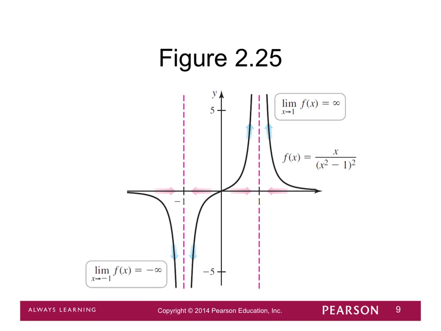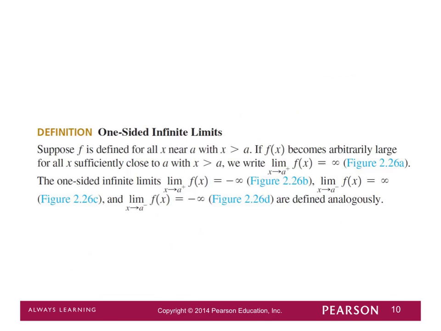If we look at the graph of x over the quantity x squared minus 1, squared, we see that as we approach 1, we are approaching positive infinity from both sides. We have to look at both the left and the right. So as we approach 1 from the left, we go to positive infinity, and as we approach 1 from the right, we go to positive infinity. So we say that the limit of f of x is, in fact, infinite. And likewise, looking at negative 1 from the left and negative 1 from the right, we see that we are approaching negative infinity. So this brings us to our one-sided infinite limit definition.